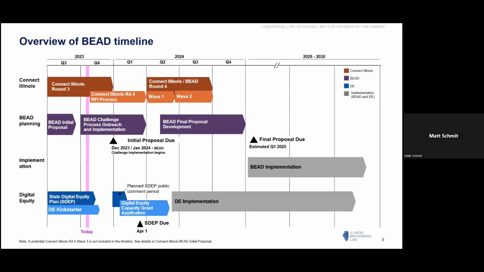And then a lot of the work in round 4 of Connect Illinois will lead to the BEAD final proposal, which we have 365 days to complete through multiple waves of applicant or subgrantee engagement that likely will extend throughout 2024 and perhaps into 2025. And so you can see a lot of implementation, the third row here, throughout the decade.